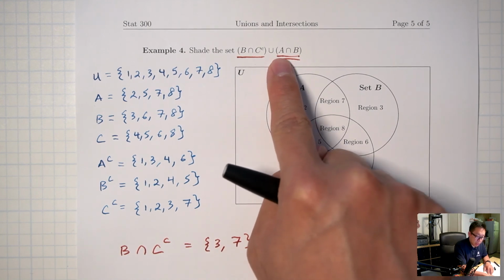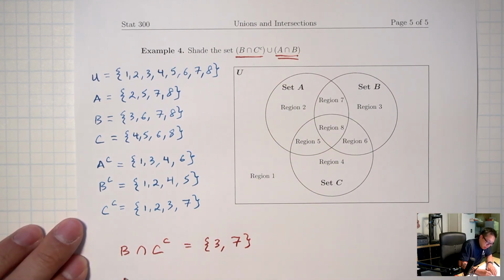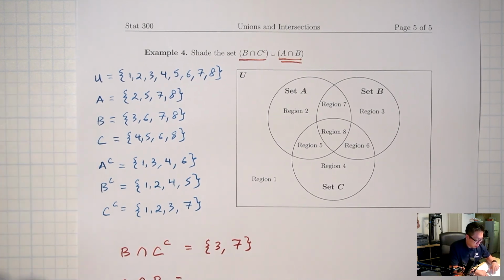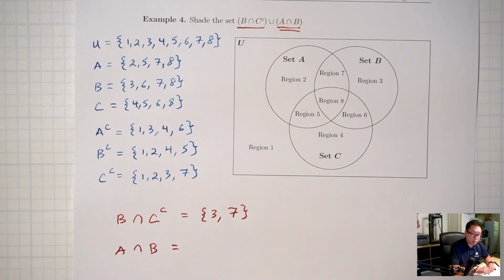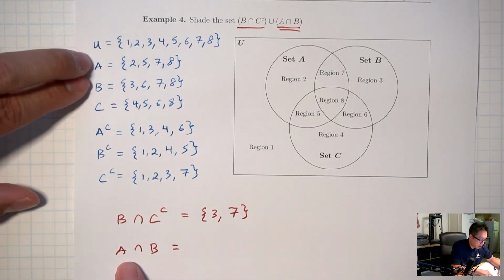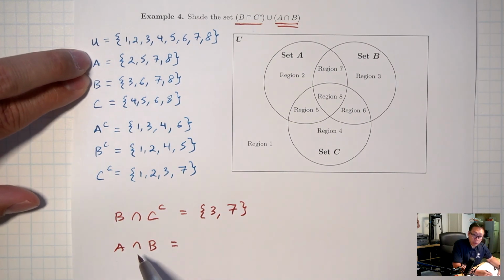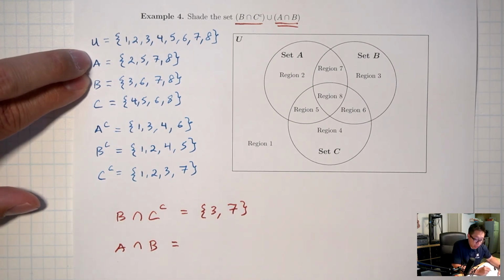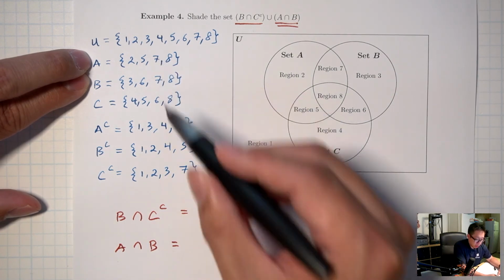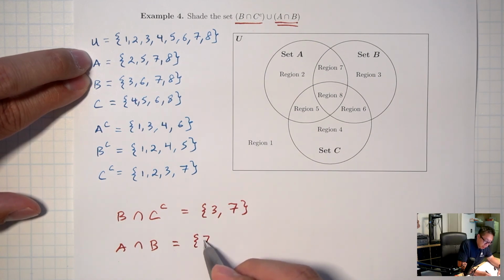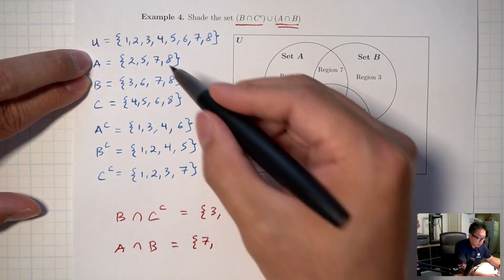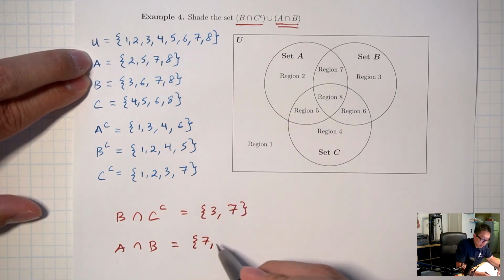So the right is A intersect B. This is regular A, regular B. So regular A is right here, regular B is right here. So this is another intersect. So intersect meaning I want the overlap, so the numbers that are in both. So what's in both? 7 is in both. What else? I see an 8 that's in both.